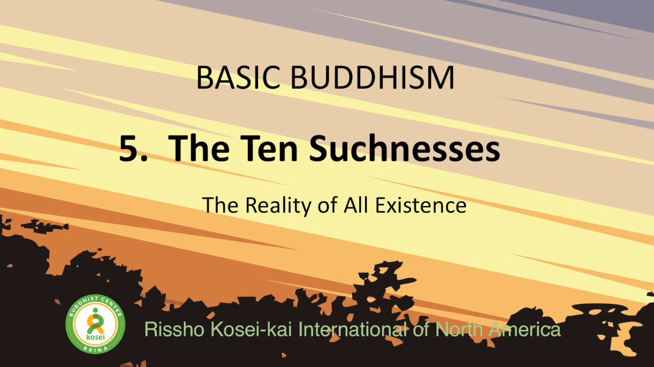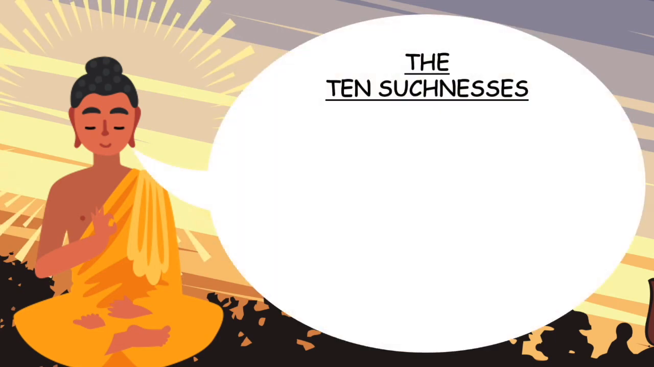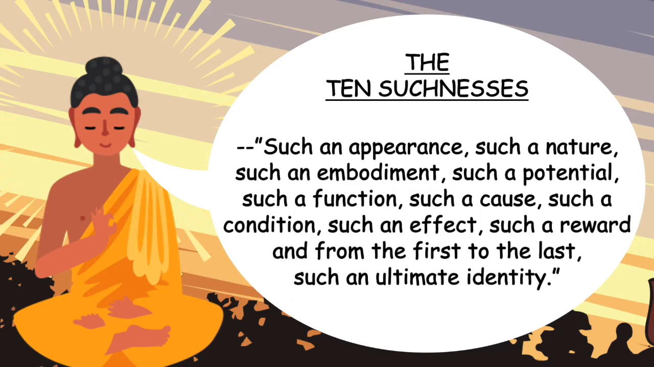Basic Buddhism, the Ten Suchnesses, the reality of all existence. This teaching consists of 10 words prefaced by such a or such an. They are such an appearance, such a nature, such an embodiment, such a potential, such a function, such a cause, such a condition, such an effect, such a reward, and from the first to the last, such an ultimate identity.